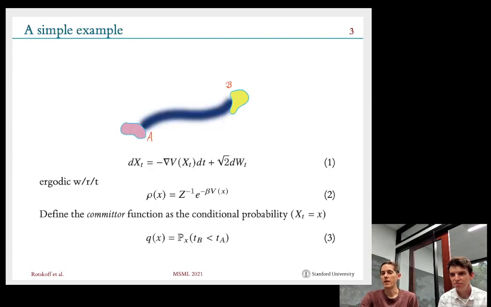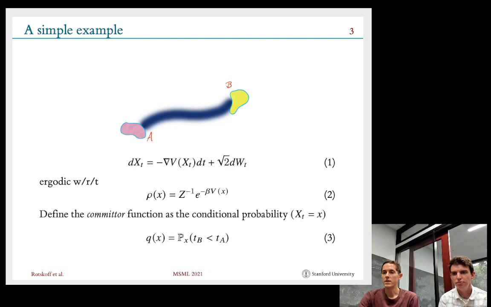This type of system has a sort of canonical perspective, which is relatively easy to illustrate on a one-dimensional example. So, for example, you could have an initial state, which is specified by some domain A, and a target state, which is specified by some domain B, and you want to know about reactions between them that occur under a stochastic dynamics like that described in equation 1. So if you have an underdamped Langevin equation, or overdamped Langevin equation in this case, then this is ergodic with respect to a probability density which is characteristic of a Boltzmann distribution.